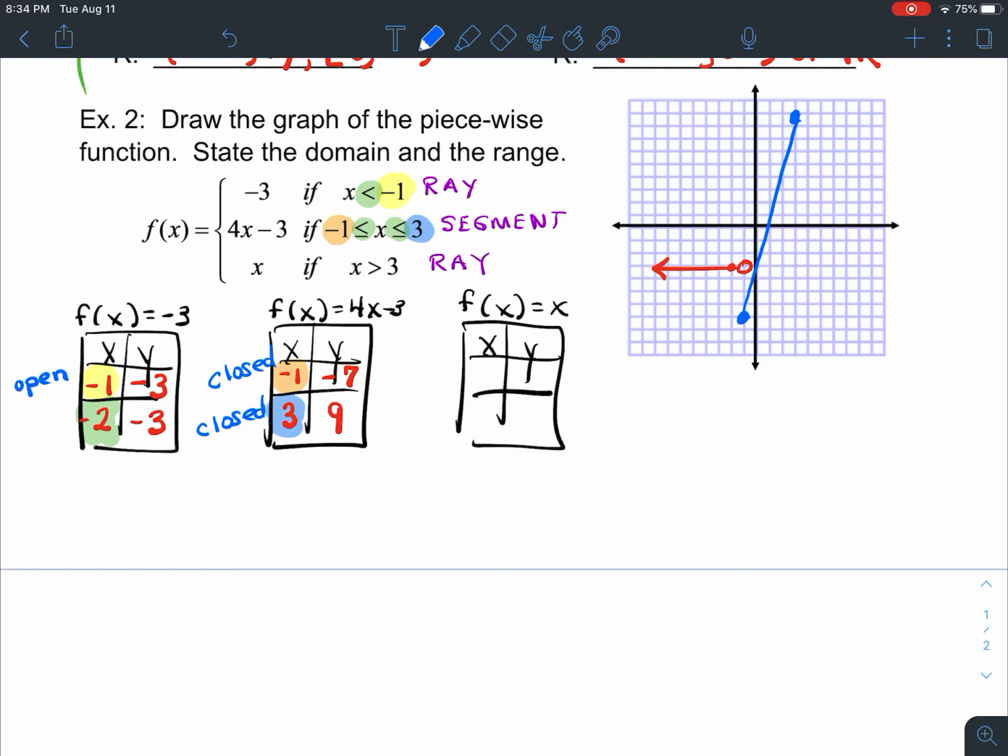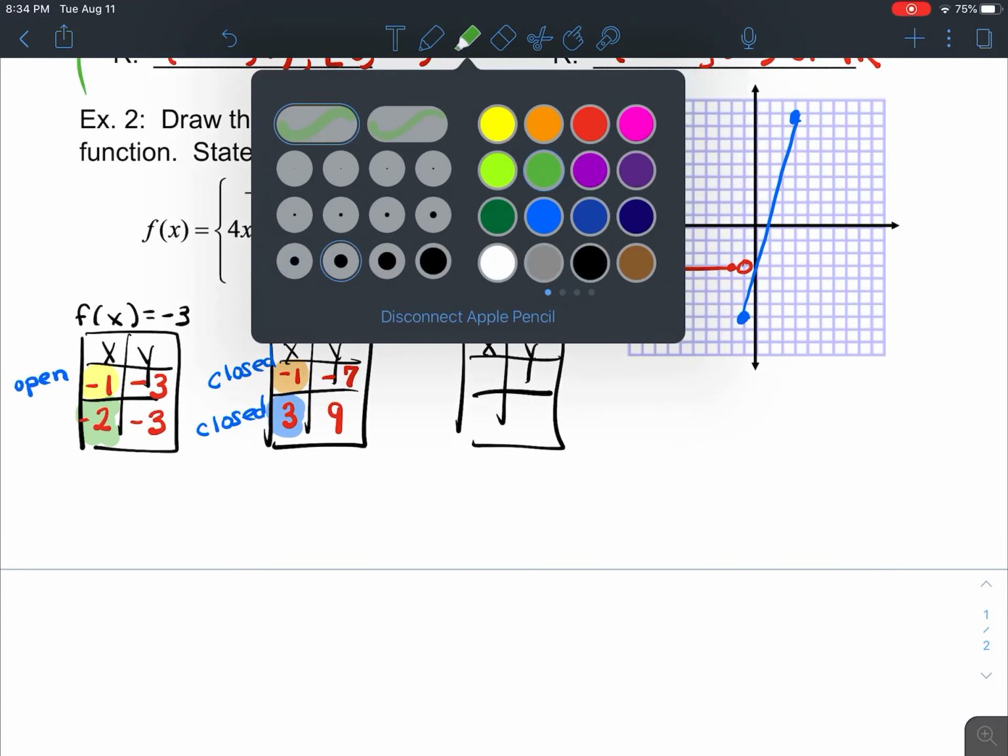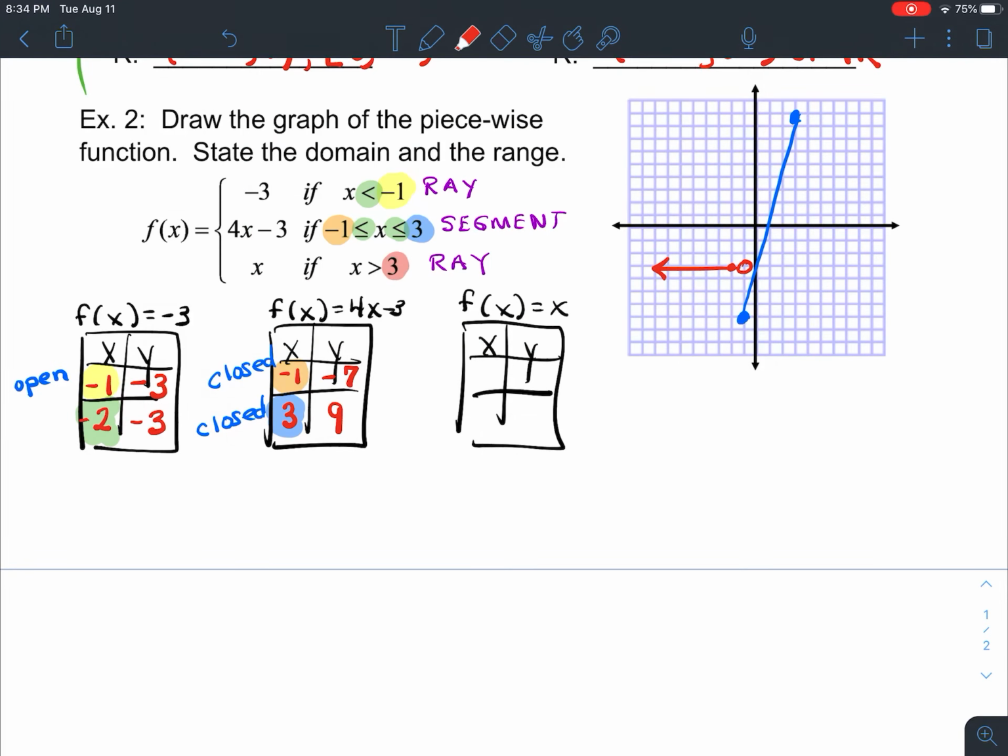I'm going to plot the point 3, 9, 6, 7, 8, 9 up here. Remember, we said this one is a segment, so I'm going to go ahead and connect both of those. Okay. All right, my last one. I'm going to come down here.